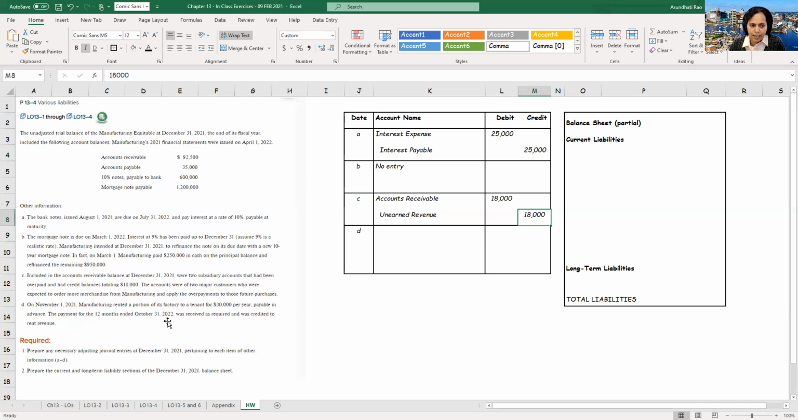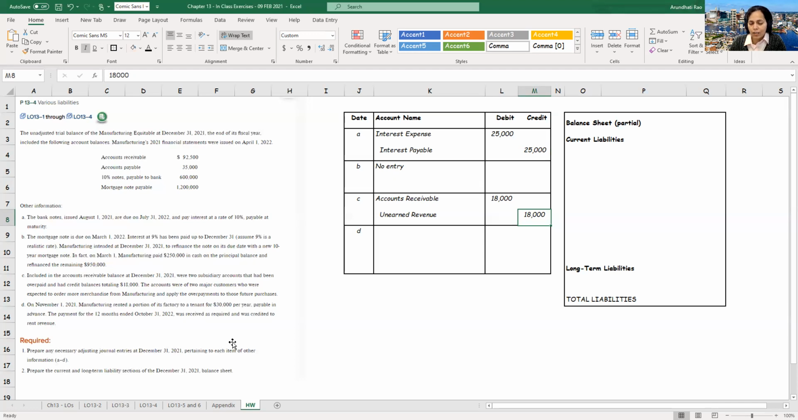That's the next day they're saying. This was received as required and was credited to rent revenue. So when we received the money, when the tenant signed the lease on November 1st, 2021, the journal entry we did was cash debit, rent revenue credit for the entire 30,000. 30,000 is not rent revenue. Only 2 months, November and December, is rent revenue.